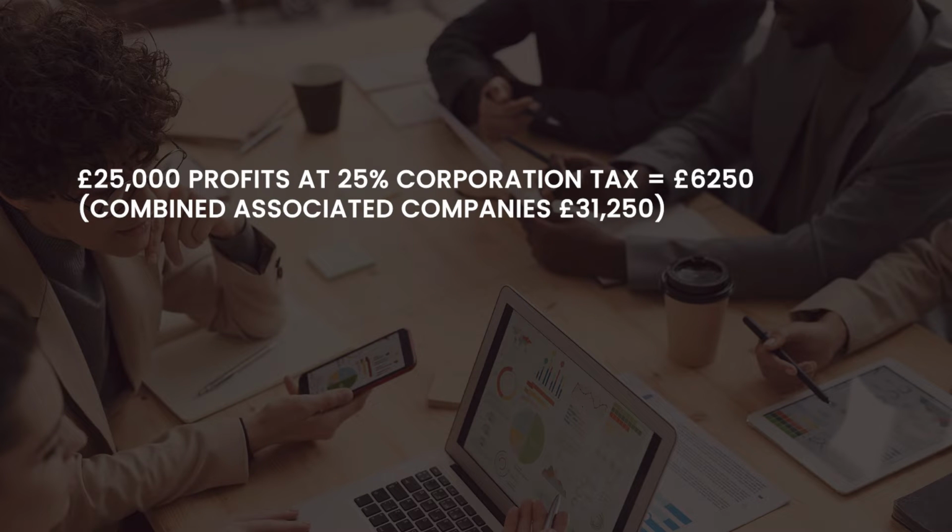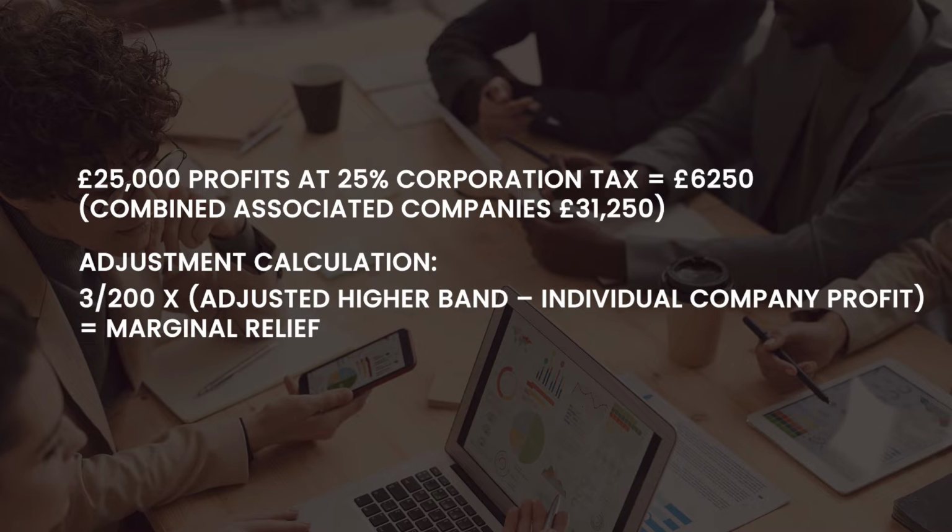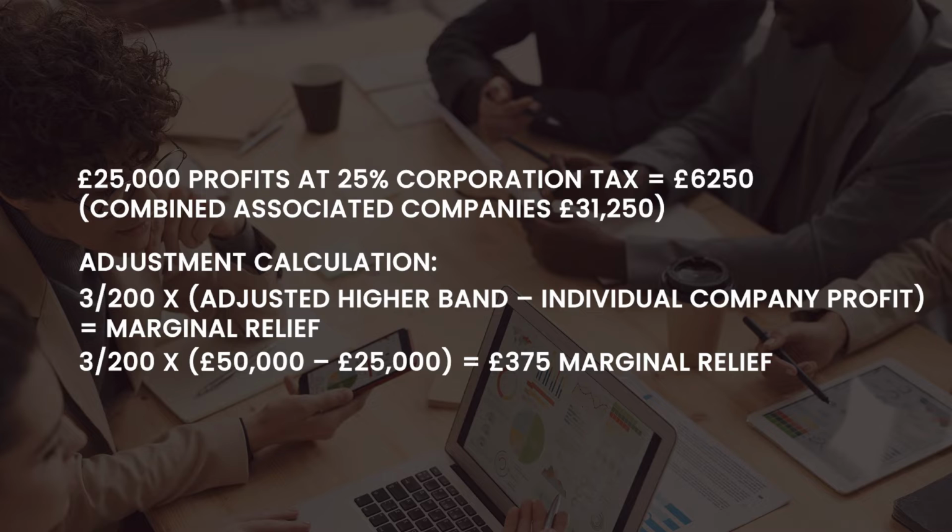£25,000 profits at 25% corporation tax equals £6,250. Combined associated companies, £31,250. Adjustment calculation. 3/200ths multiplied by adjusted higher band minus the individual company profit equals marginal relief. 3/200ths by £50,000 minus £25,000 equals £375 marginal relief.